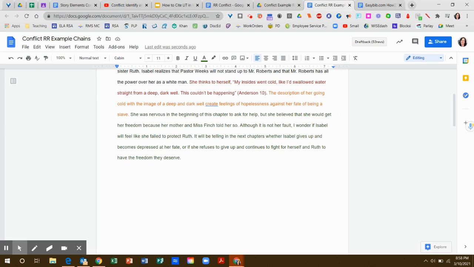Although this is not her fault, I wonder if Isabel will feel like she failed to protect Ruth. It will be telling in the next chapters whether Isabel gives up and becomes depressed about her fate, or if instead she refuses to give up and she continues to fight for herself and Ruth to have the freedom that they deserve. Now, if I'm going to predict what I think will happen, I think that she'll fight for herself and for Ruth to get their freedom.